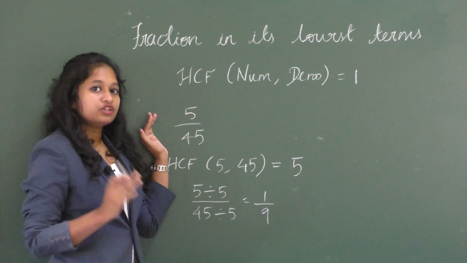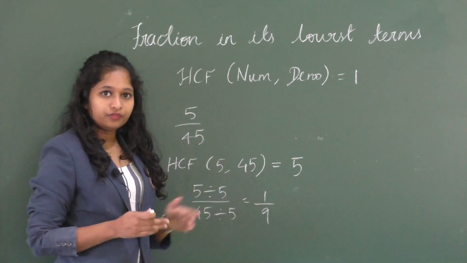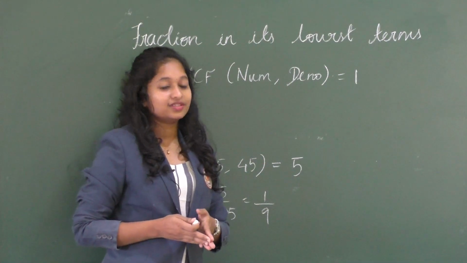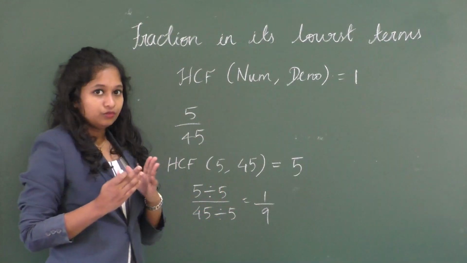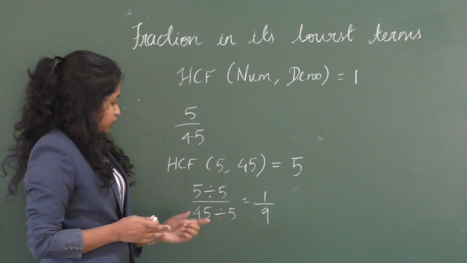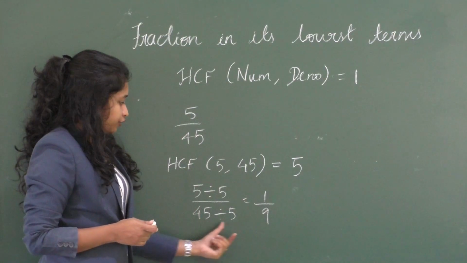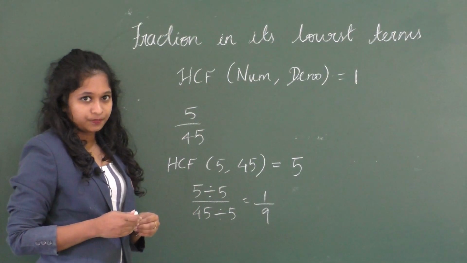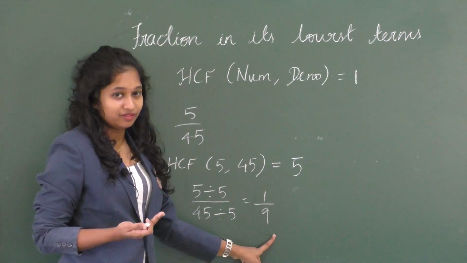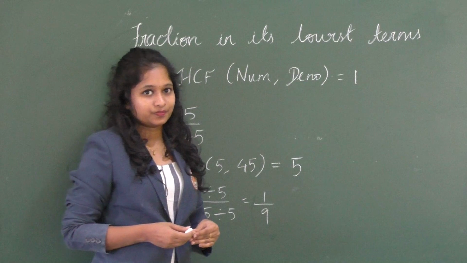I'll explain you with this example. Here I have a fraction 5 by 45. What is the HCF of 5 and 45? It is 5. You have already learned HCF, right? So, now divide both the numerator and denominator with 5. When you divide 5 by 5, you get 1. And 45 by 5 is 9. Now, what is the HCF of 1 and 9? It is 1. So, this fraction is said to be in its lowest terms.